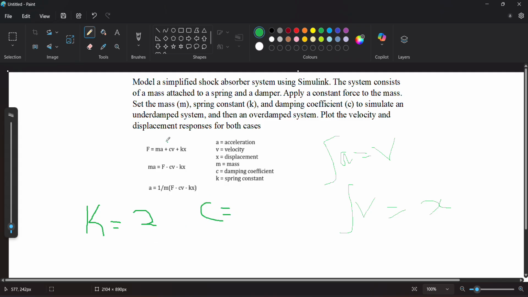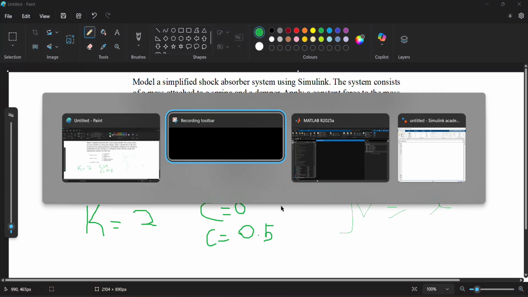Now based on the question, for an underdamped system there is no damping, so let's keep the value of c as 0, which means no damping occurs. For an overdamped system, let's keep the value of c as 0.5 or 1 based on your requirement. You can change the value of c in the simulation. So let's keep it as 0.5 and let's proceed to the simulation.